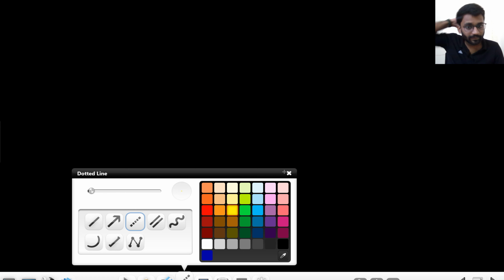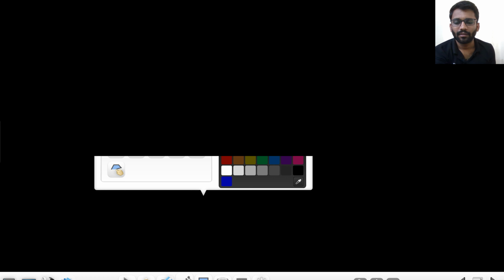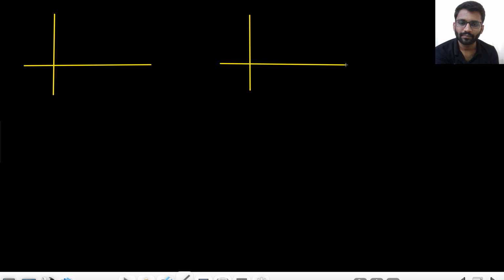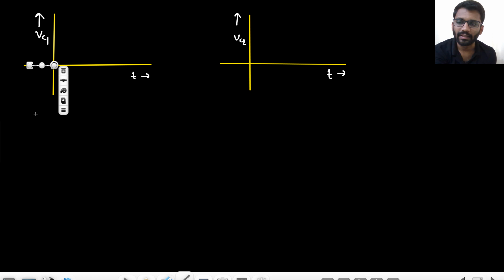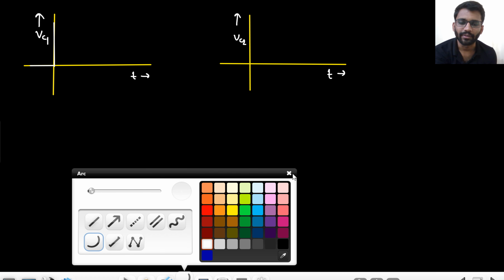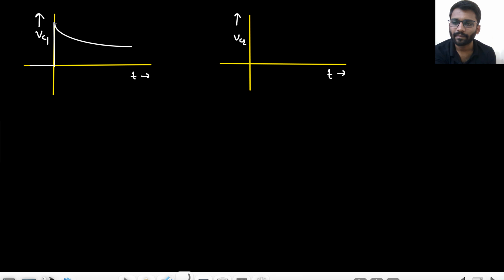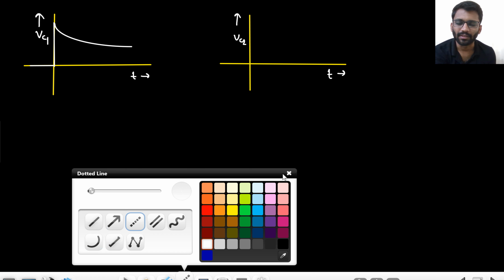Just put down the values that are there, and from there you will get the waveform. So now the waveforms will be something like this. This will be our VC1, this will be our VC2. So in case of VC1, what will happen? 0, then it rises to some value, and then decays down to some other value.